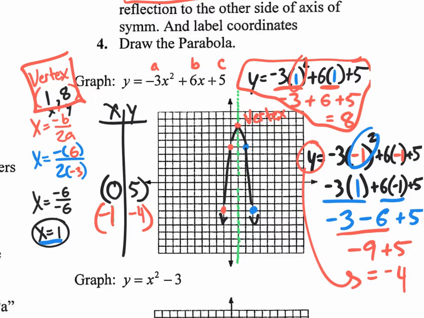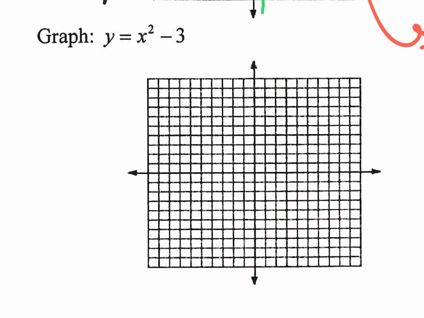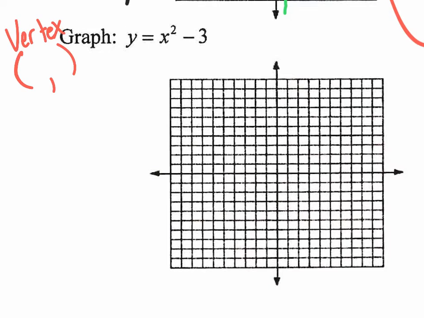Let's look at the last example down here. This one down here, let's find the vertex. Vertex is a coordinate. It has an x value and a y value. I'm going to find the x value by using the formula negative b over 2 times a. I'm going to use the formula correctly by replacing the b and the a with parentheses.